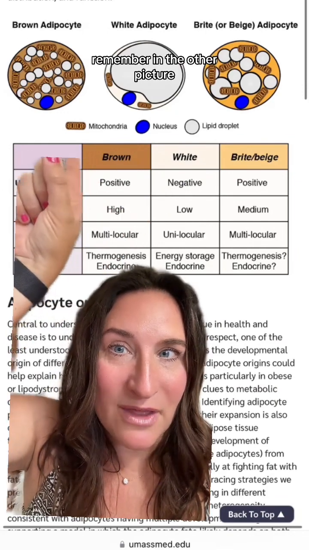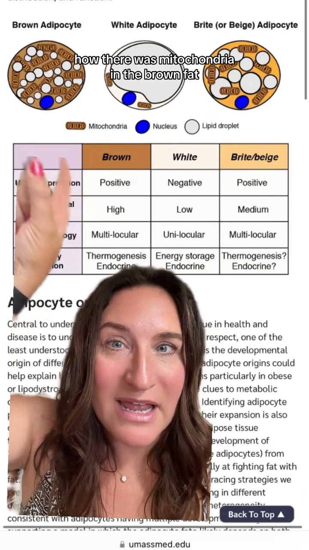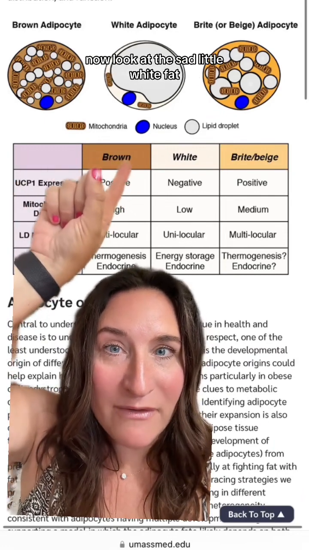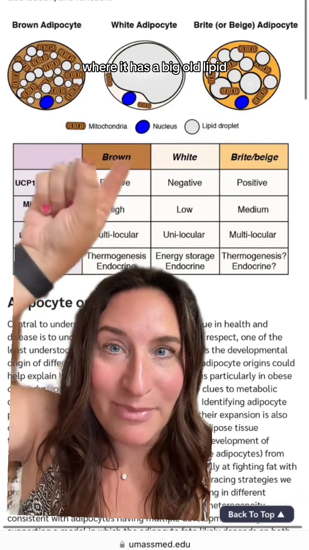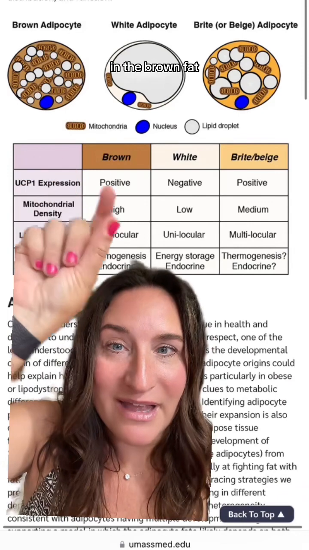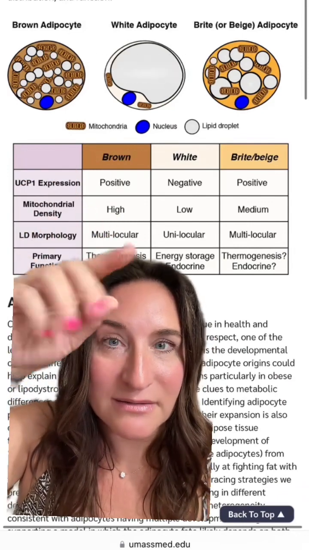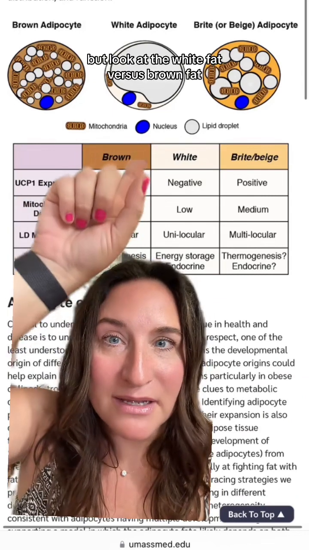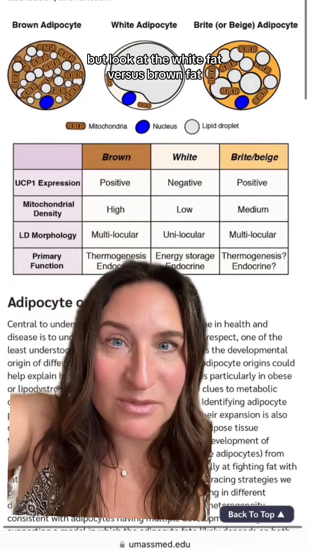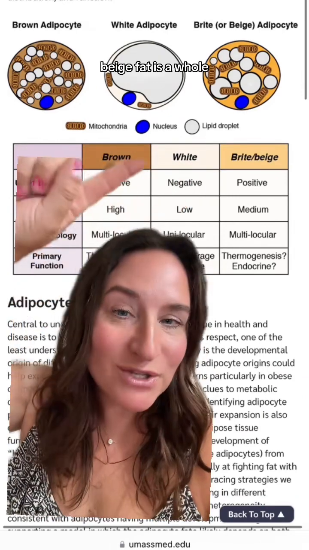Remember in the other picture how there was mitochondria in the brown fat? Now look at the sad little white fat where it has a big old lipid. That big white glob is just a fat glob. In the brown fat, the globs are tinier with more mitochondria and a nucleus. They all have nucleuses. But look at the white fat versus brown fat, and then you see the little fun beige fat. Beige fat is a whole other video. I'll talk about that later.